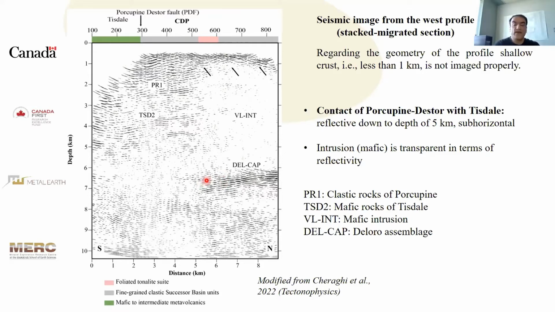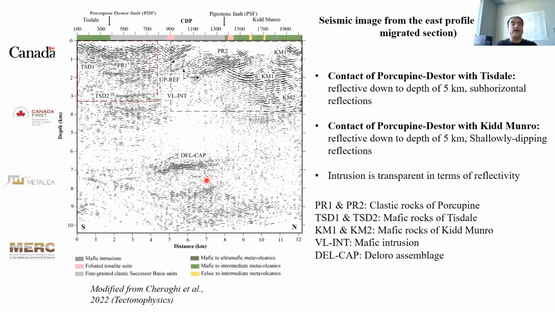If we look at the east profile, which crosses Porcupine Destor and also Pipestone, we can see a better image of the formation. Again, those reflections are associated with the clastic rocks of Porcupine, the mafic rocks of Tisdale, and also the Kidd-Munro mafic rocks. Mostly what we see is subhorizontal reflections, and the truncation between clastic rock and the mafic rocks could be the Porcupine Destor Fault.